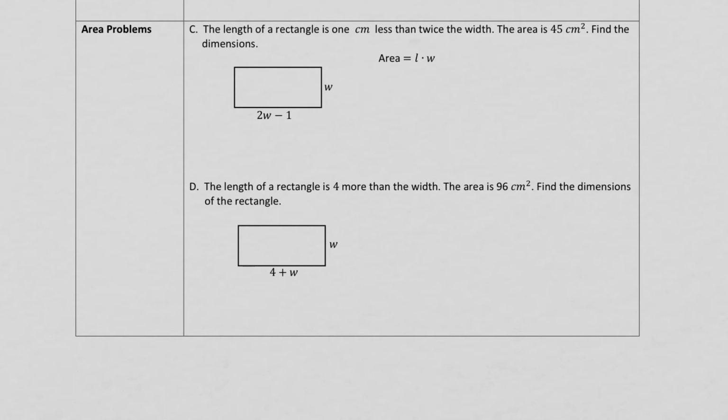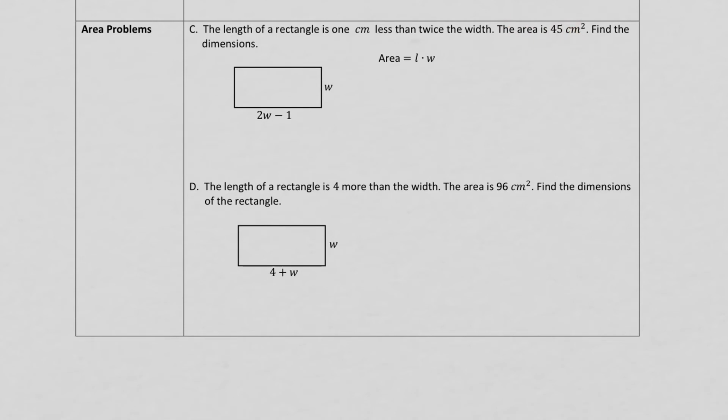Alright guys, examples C and D, this is going to be a different kind of setup, but they're going to be area problems involving quadratics. So C says, the length of a rectangle is 1 centimeter less than twice the width. So down here, this is 1 centimeter less than twice the width. So there's that description.